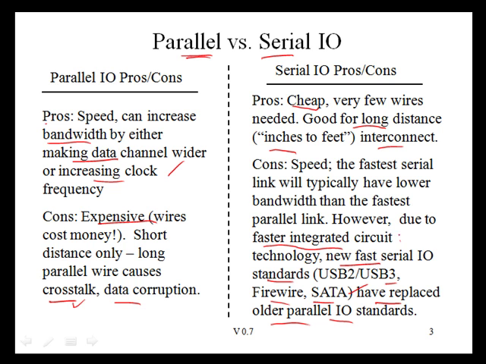Because of this faster integrated circuit technology, what used to only be achievable via parallel I/O is now achievable by serial I/O. And if you ever have a choice of using either parallel or serial I/O, you will always go with serial I/O simply because it's going to be much cheaper. However, the fastest serial link will typically have lower bandwidth than the fastest parallel link, so it all depends on what type of bandwidth you need.